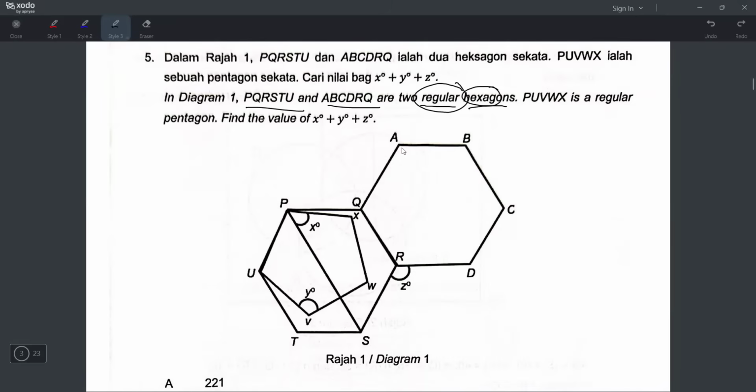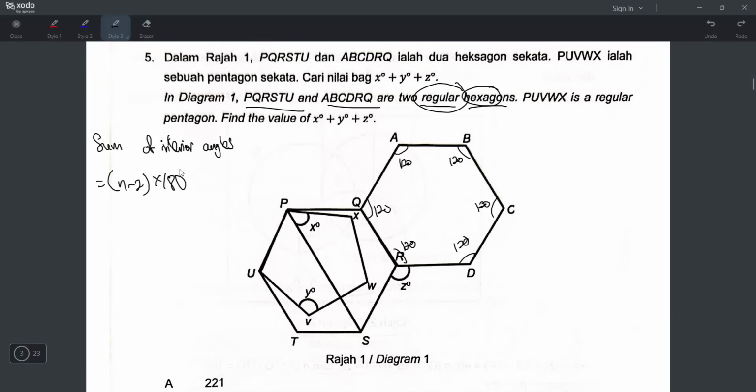Okay, so if all the 6 sides are the same length, sama panjang, it means all the angles are also the same size, and the angle will be 120. Yeah, it will be exactly 120. Let me tell you how I get this value. It's because I hafal already. But if you tak hafal, you can use this formula: sum of interior angles equals n minus 2 times 180.